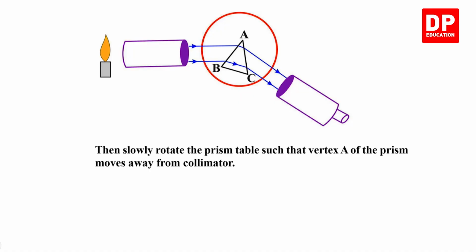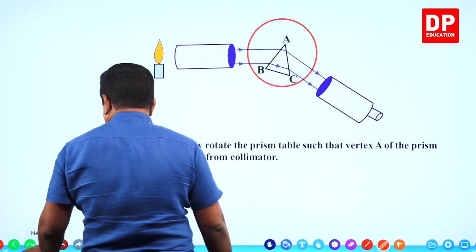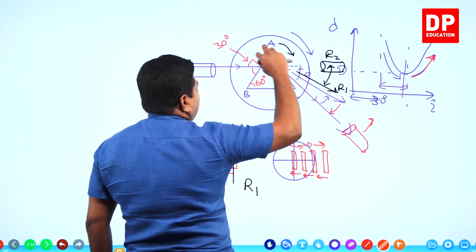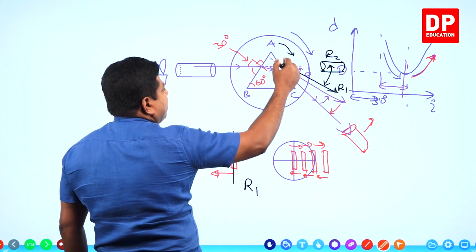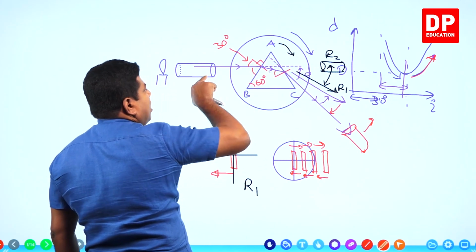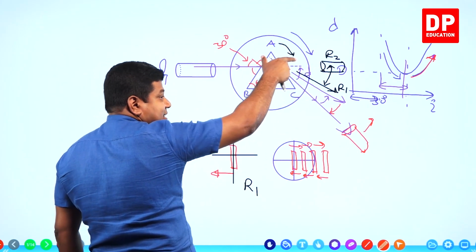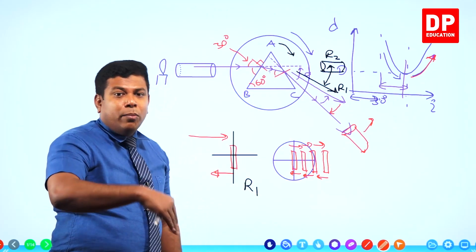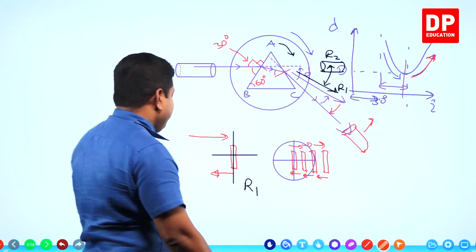Then slowly rotate the prism table such that vertex A of the prism moves away from the collimator. What do you mean by away from the collimator? See, I told you we'll rotate in the clockwise direction, right? Then A would move this way. From the collimator, the distance to A is increasing, isn't it? That's what it means. Rotate such that A moves away from the collimator.